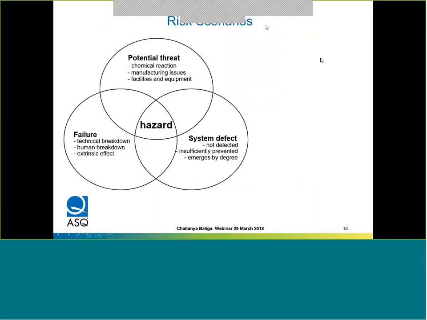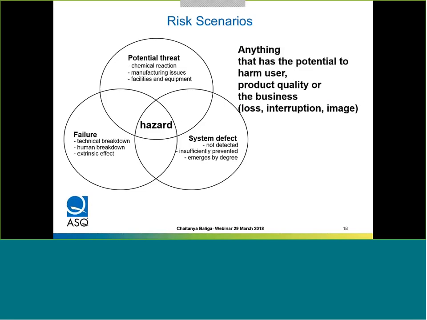The key thing is that the risk scenarios which we are managing are through potential threats or failures and system defects, which really give rise to a hazard, and this hazard has to be managed. So how do we do that? We usually focus on the user harm or the product quality or business loss or reputation or its image.